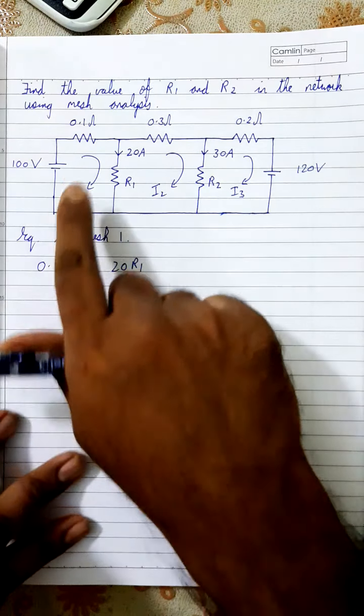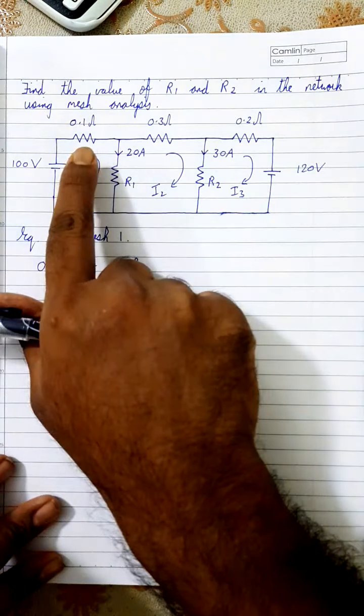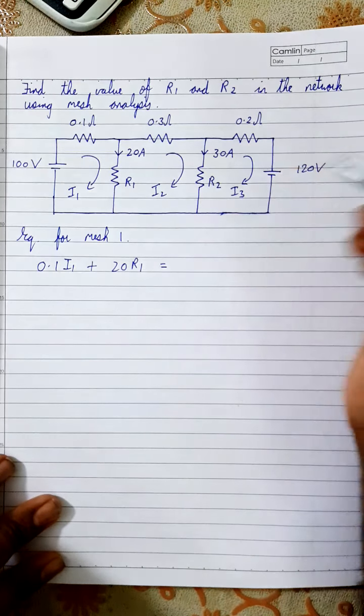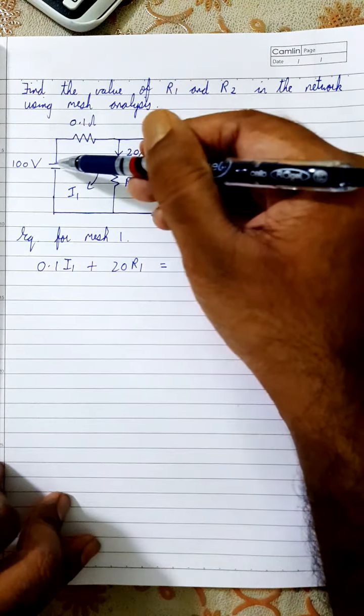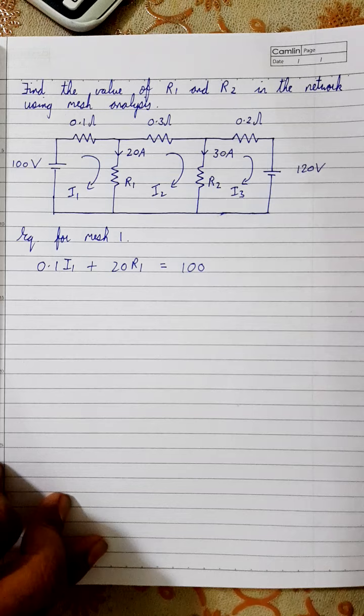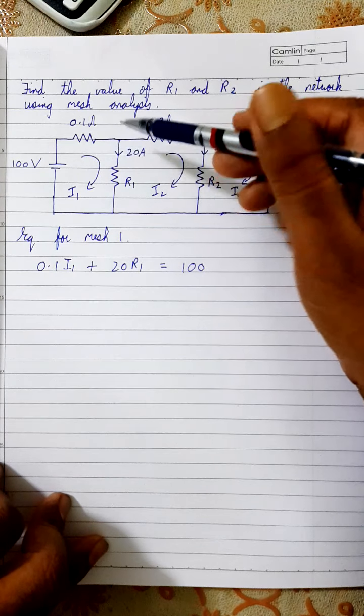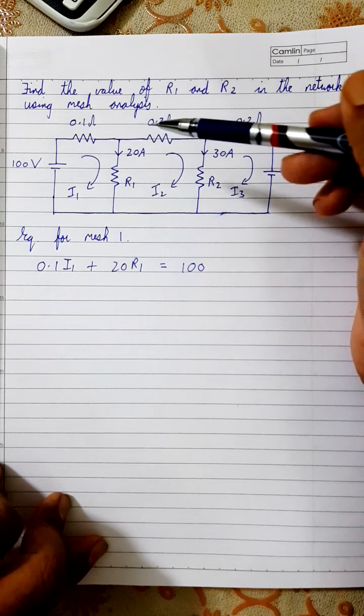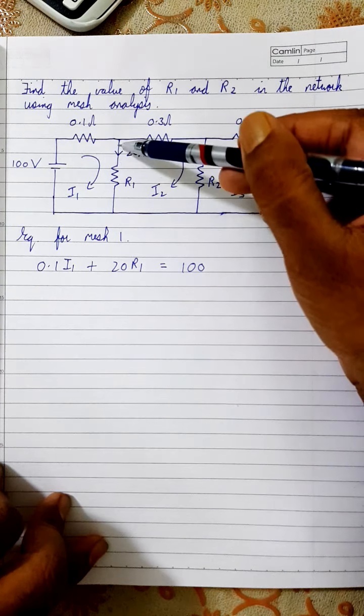So the voltage across the 0.1 ohm resistor is 0.1 I1 and the voltage across the R1 resistor is 20 R1, equal to the voltage source. This positive terminal is generating current I1, so it is plus 100, right? So this is the equation, okay? Usually, for the previous problems, instead of 20 amperes it used to be I1 minus I2, right? But here, instead of I1 minus I2, they gave the direct value, 20 amperes. That's the only difference, okay?